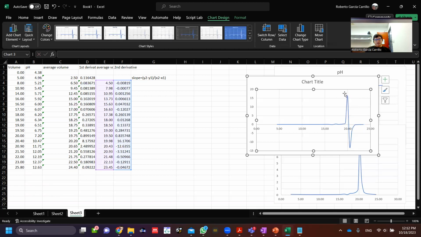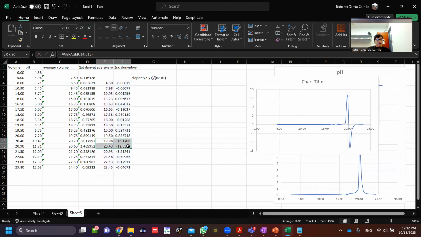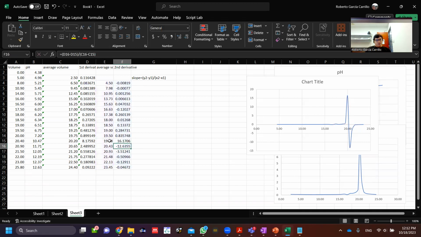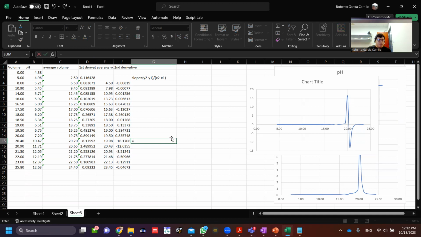We can see that the endpoint is around 20 milliliters, which should be around here. And you can see that the second derivative goes from a very positive value to a very negative value, which is this large value here, and then the next one is a very low, negative value. So your endpoint should be between these two volumes, which are very close. Well, we can even approximate it further with more precision.